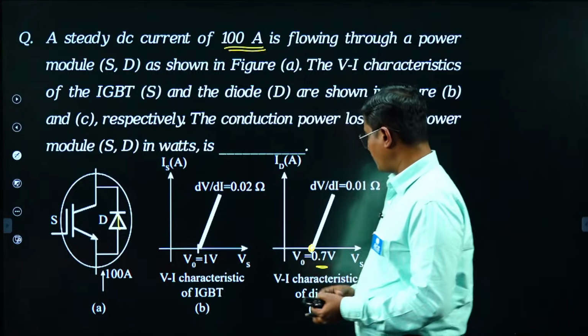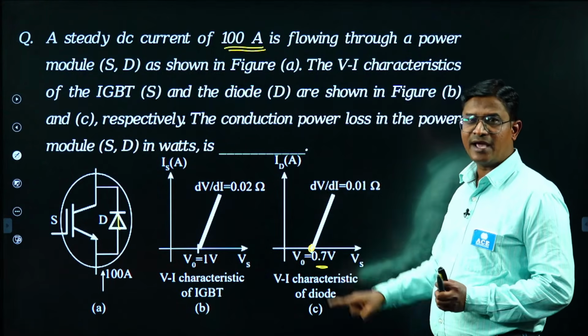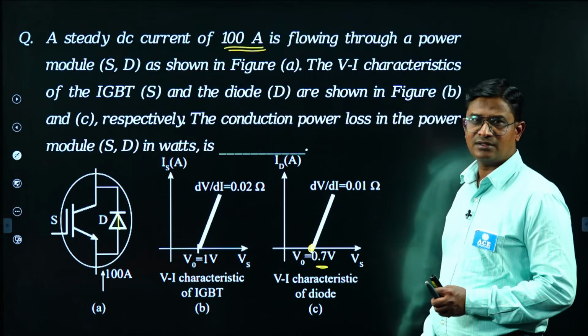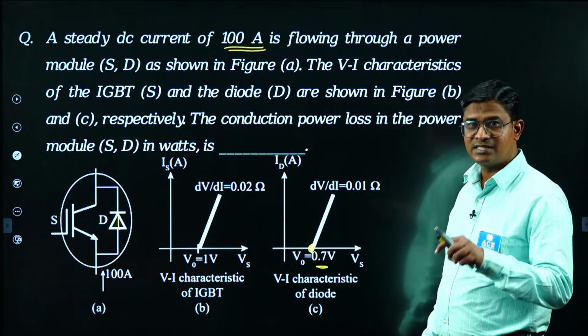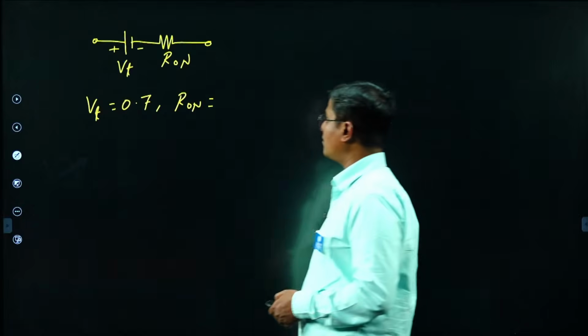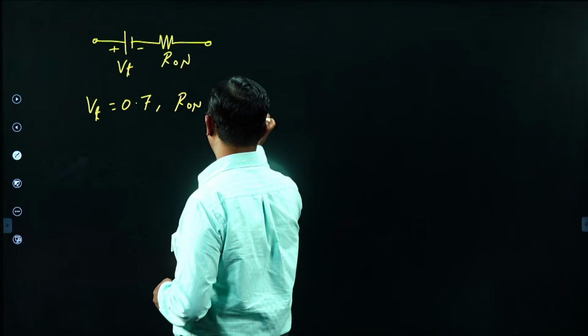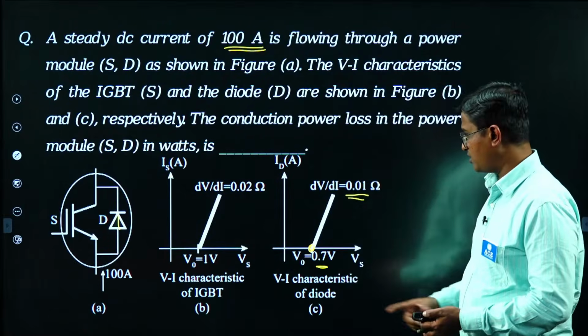Ron is nothing but the slope, right? But here they have given dV by di. dV by di means it is a ratio of voltage to current for this curve. So it is 0.01 ohm, which means Ron is 0.01 ohm, right? So this is my Ron. Now Vt and Ron we got from this plot.